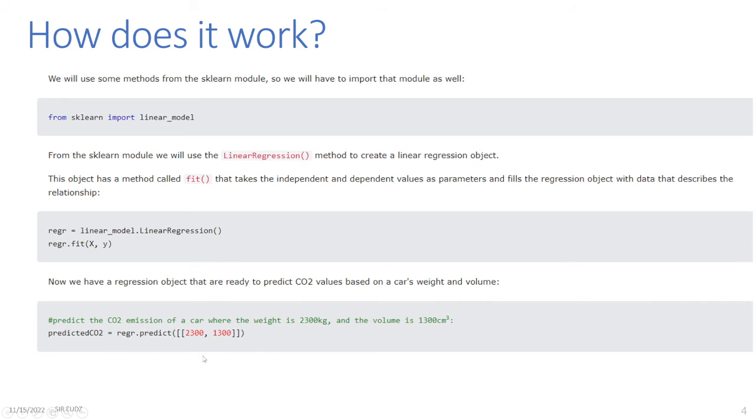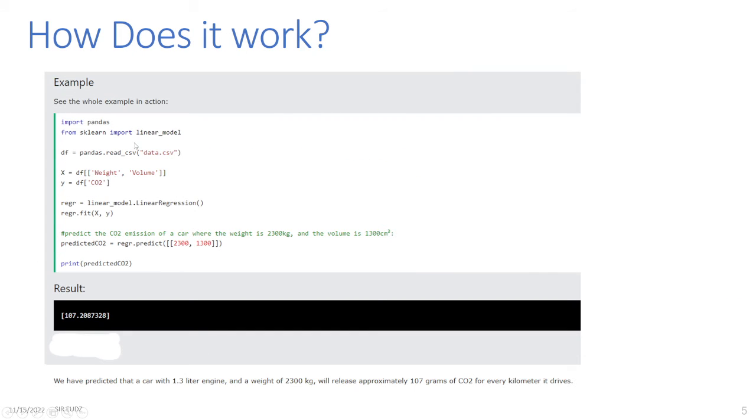Then we can now predict. So if we place that in one program, we import pandas. Then we have from sklearn import linear_model. First we read the data file, and then we created a list of X using weight and volume, and CO2 for y, and then regression equals linear_model.LinearRegression(). So we have created this object, and it has no data yet.